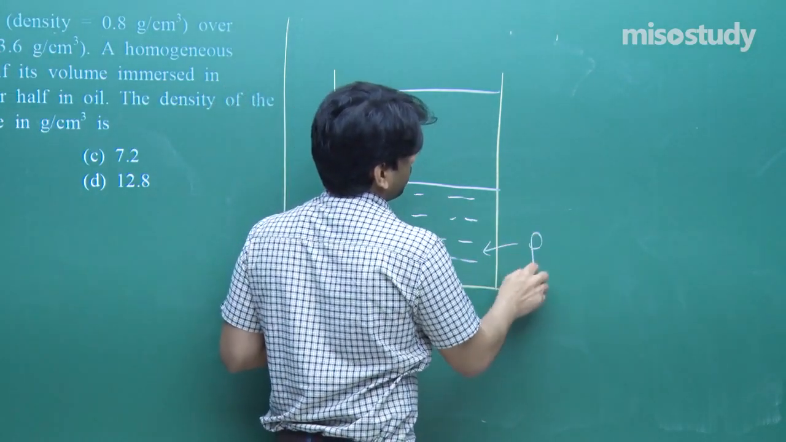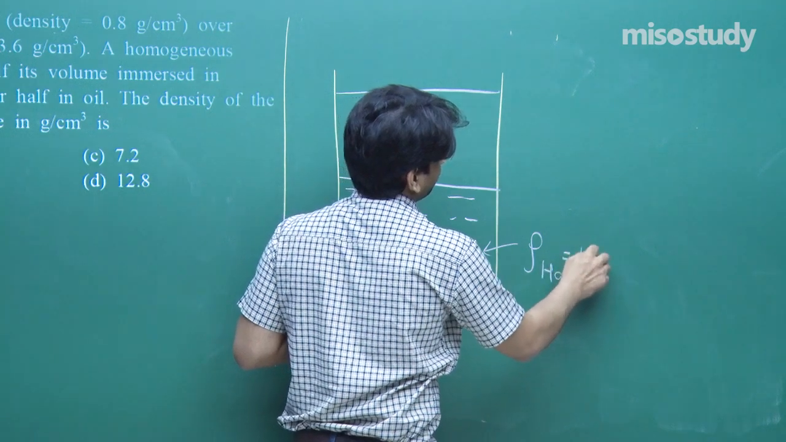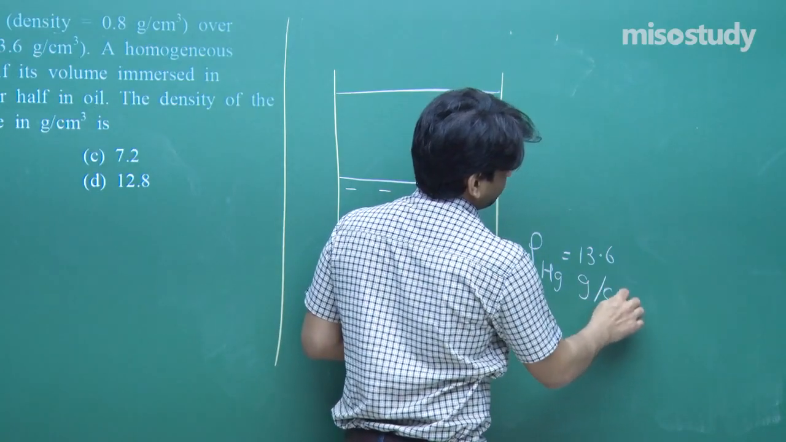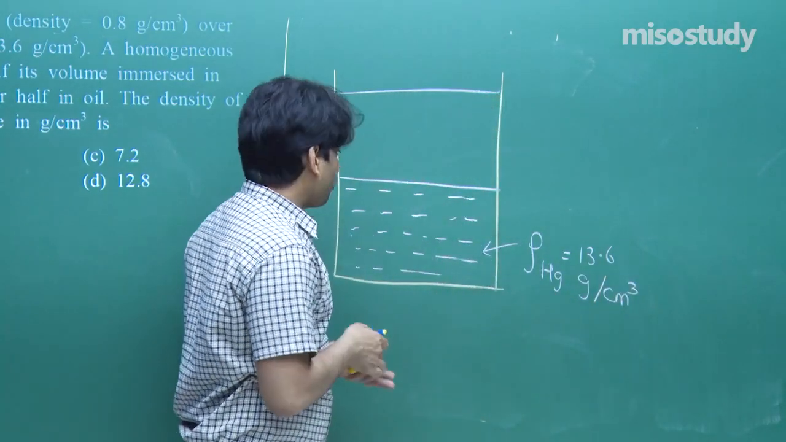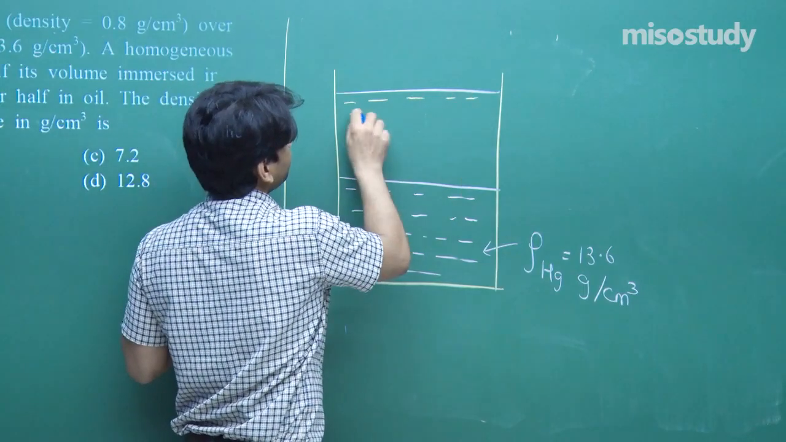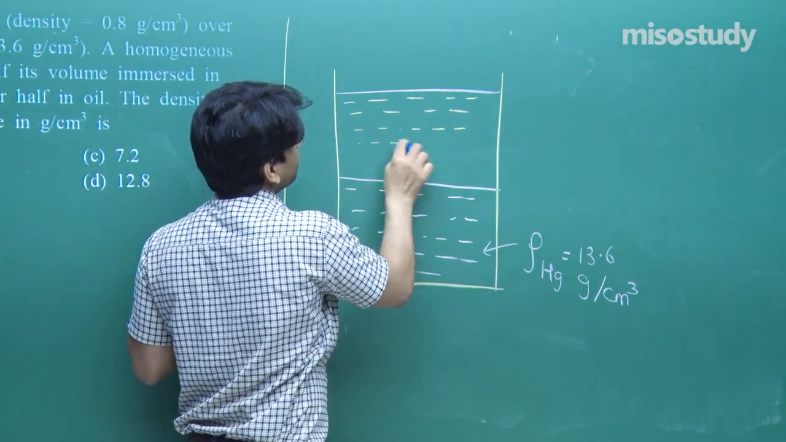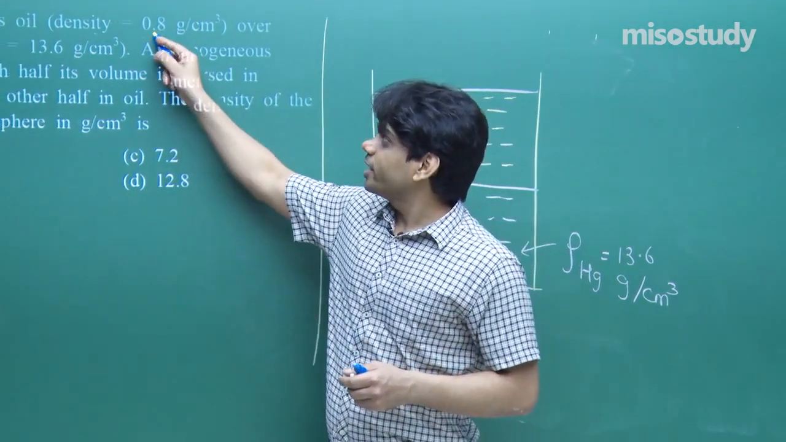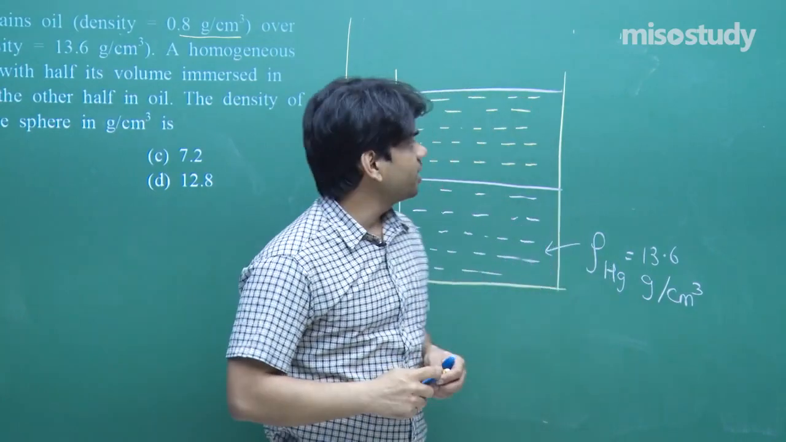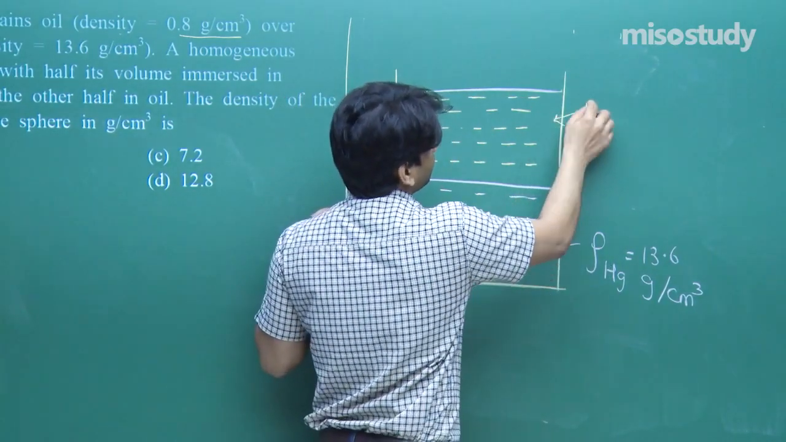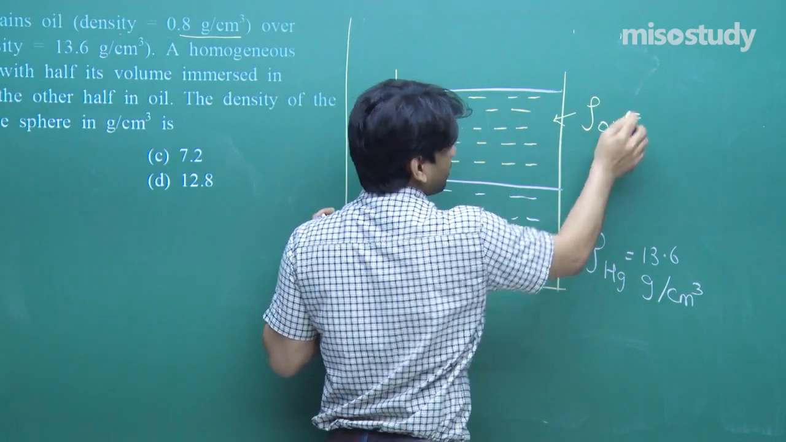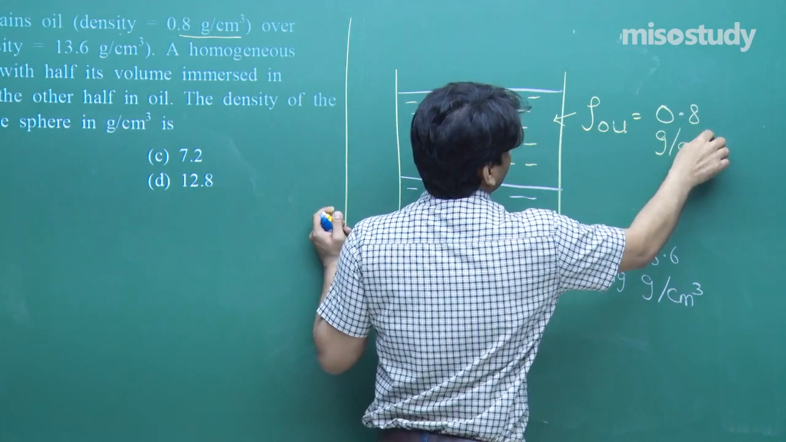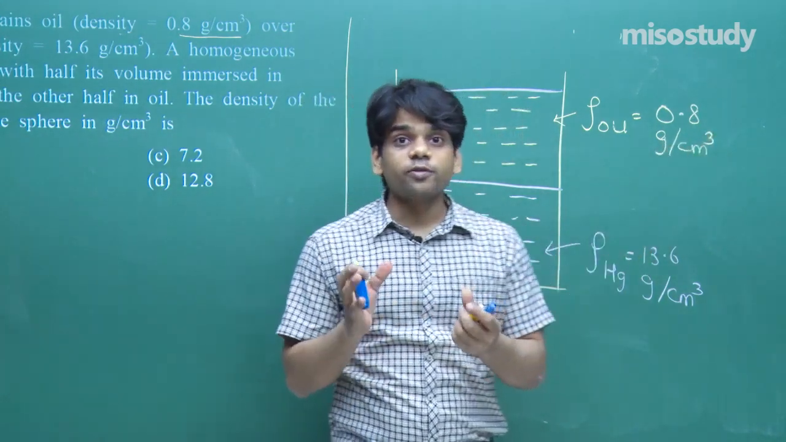So this is mercury, and the density of mercury is given as 13.6 gram per cubic centimeter. Then in the above part you have oil, whose density is different. The density of oil that has been provided to us is 0.8 gram per cubic centimeter. So I am going to use here the density of oil equal to 0.8 gram per cubic centimeter.